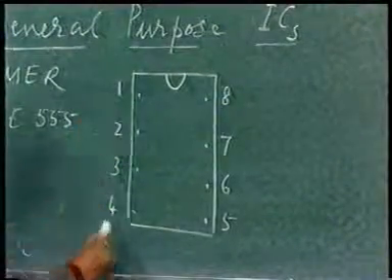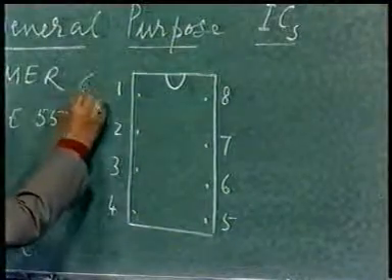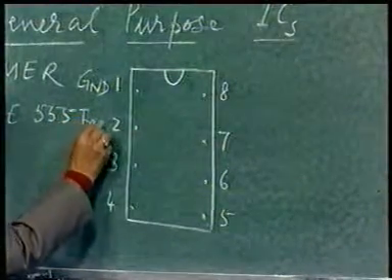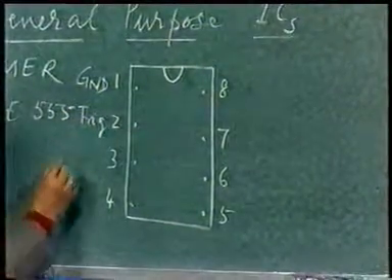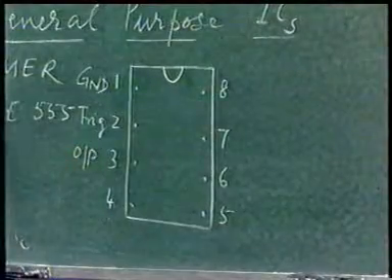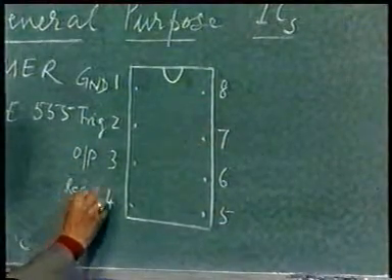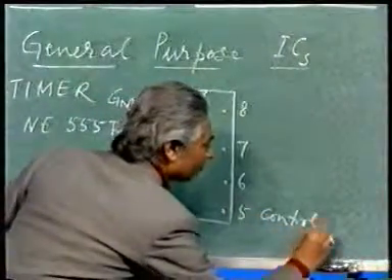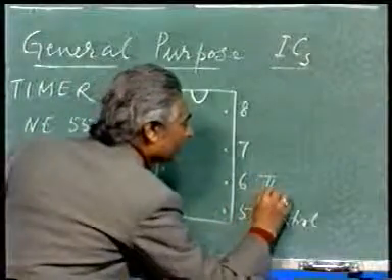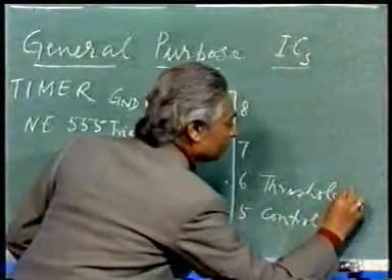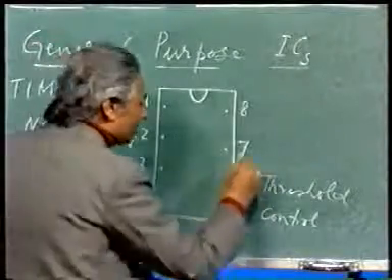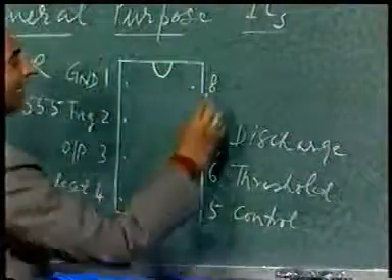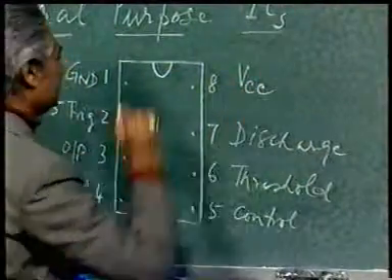Now, these are the pin configurations. 1 stands for ground, 2 for trigger, 3 for output, 4 for reset, 5 for control, 6 for threshold, 7 for discharge, and 8 stands for VCC.